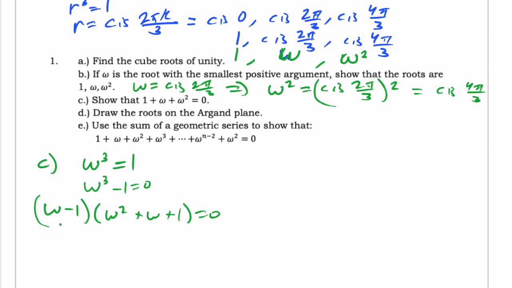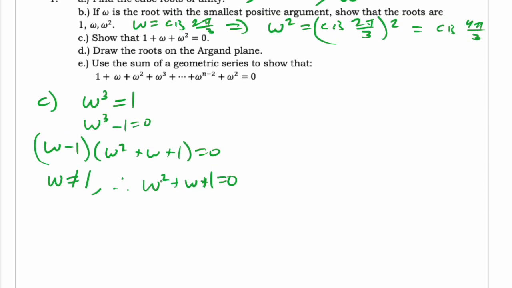And we know that omega does not equal 1, right? So this thing here can't be 0, right? Therefore, this part here must be equal to 0. It's very, very common to have to do this. Show that this equals 0, you just do this.